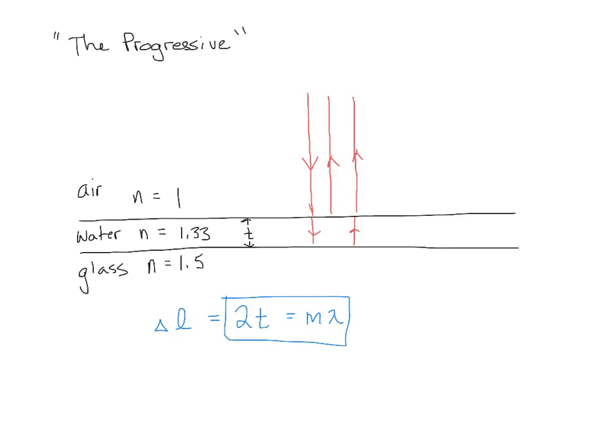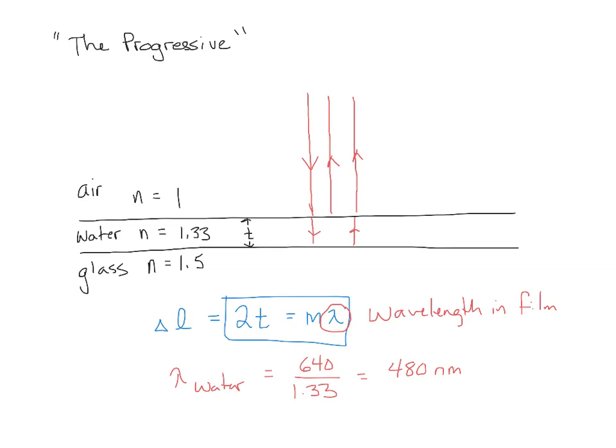Now, another important thing to realize is that the path length difference happens inside the film, so this lambda has to be the wavelength in the film. So let's say, for example, that this was red light with a wavelength of 640 nanometers in the air. Then the wavelength inside the water would be 640 divided by the index of refraction of water, which comes out to about 480 nanometers. So for a problem like this, we're going to care about the wavelength in the film, which in this case is the wavelength in the water, which will come out to 480 nanometers.